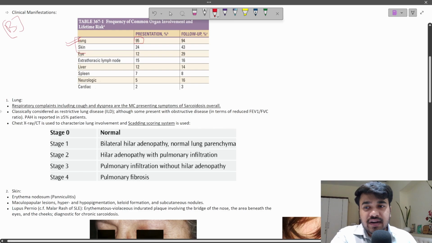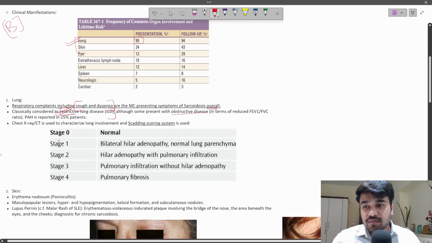Starting off with lung, respiratory complaints like cough and dyspnea are the most common symptoms, and in fact the most common presenting symptoms of sarcoidosis overall. Now, sarcoidosis is classically considered a restrictive lung disease. It makes sense since there will be multiple non-caseating granulomas infiltrating the lung parenchyma, so it will present with a restrictive lung disease picture on pulmonary function testing. Although some patients may also present with an obstructive pattern, showing a reduced FEV1 to FVC ratio. Pulmonary artery hypertension may also be seen in a very small minority of patients. So the classic picture is restrictive lung disease.